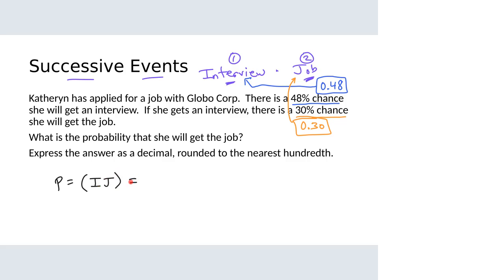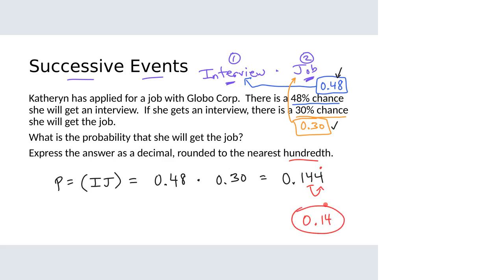Well, 48% is the probability she gets an interview. 30% is the probability she gets a job afterwards. And we multiply those together. So we just need to multiply 0.48 times 0.3, and we get 0.144. We were told here that we're supposed to round this to the nearest hundredth. So we'll find the hundredths place, look one space to the right. That's 4, lower than 5, so round this down to 0.14.